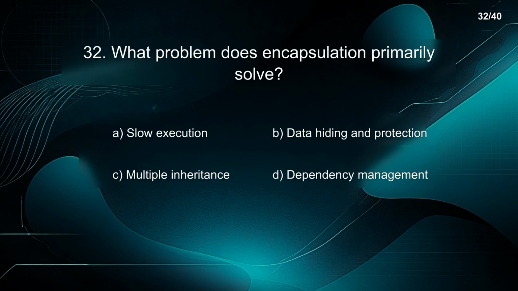32nd question. What problem does encapsulation primarily solve? A. Slow execution. B. Data hiding and protection. C. Multiple inheritance. D. Dependency management. Correct answer is B. Data hiding and protection.